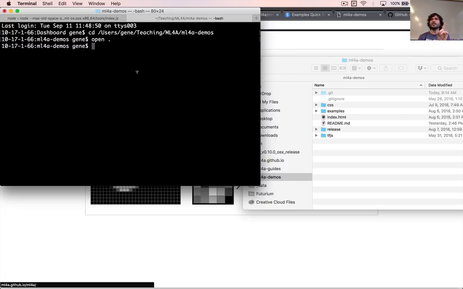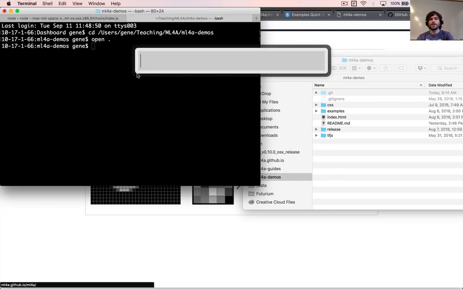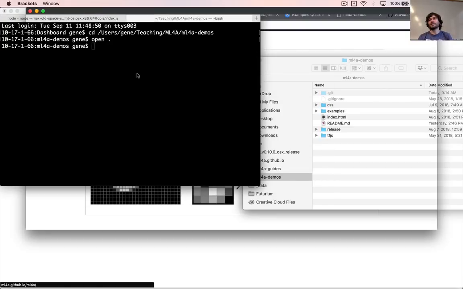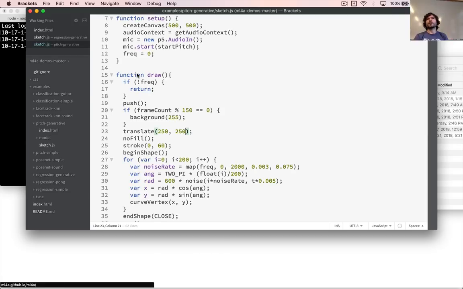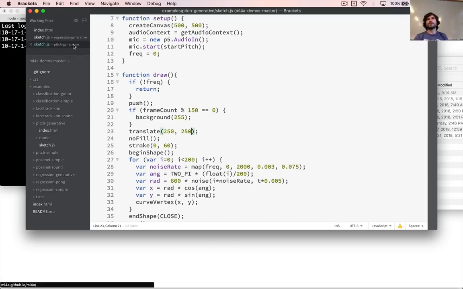We'll go over that in a second. Another really easy way of doing this is to use something like Brackets. Brackets is an application that's basically like a text editor, but it also runs a local server that you can use. I'm going to do it the simple way with the local server, but for anyone interested in putting this into an IDE, they may want to look into using something like Brackets.